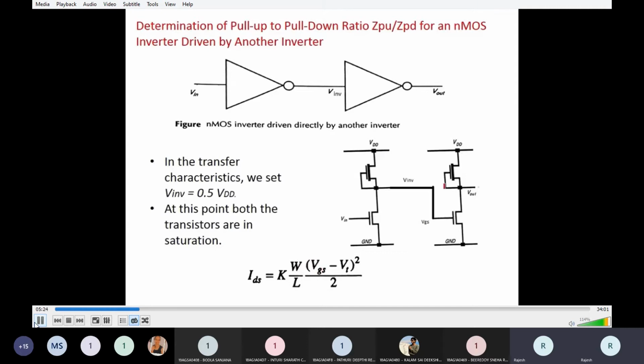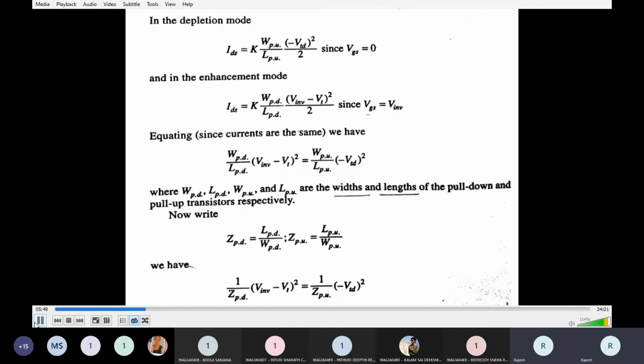What is VGS for this pull up network? It is equal to 0, because gate and source are shorted. VGS is equal to 0. Then 0 minus VT, where VT is the threshold voltage. So the threshold voltage of this depletion mode MOSFET is replaced by VTD. Okay, 0 minus VTD whole square divided by 2. Like this, for depletion mode MOSFET, IDS is equal to K into W pull up by L pull up into (0 minus VTD, that is minus VTD) whole square divided by 2, since VGS is equal to 0.